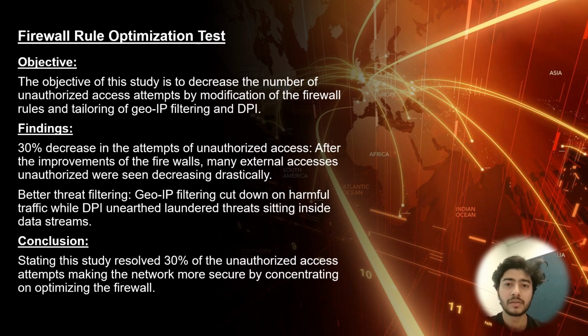Now on to the results of our firewall optimization. After applying the new rules, we saw a 30% reduction in unauthorized access attempts. This was a major improvement in our security posture. GeoIP filtering blocked a large portion of malicious traffic from high-risk regions, while DPI helped identify hidden threats within data packets, giving us better control and visibility over network traffic.